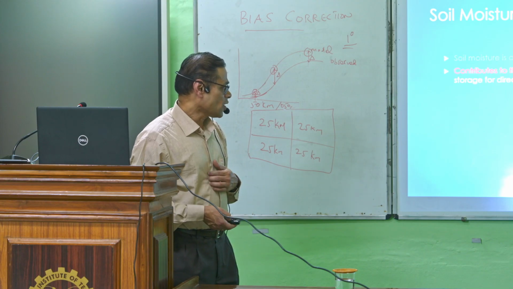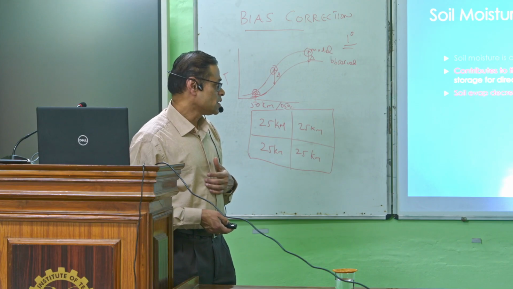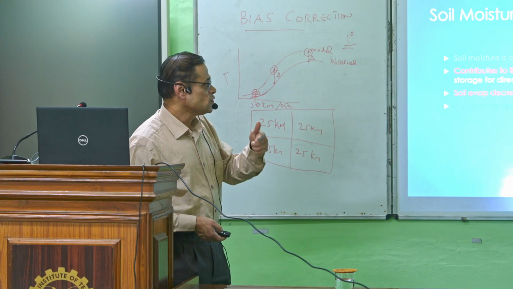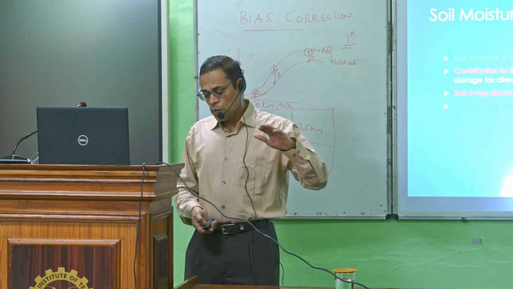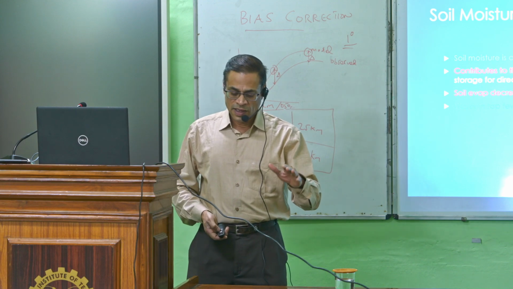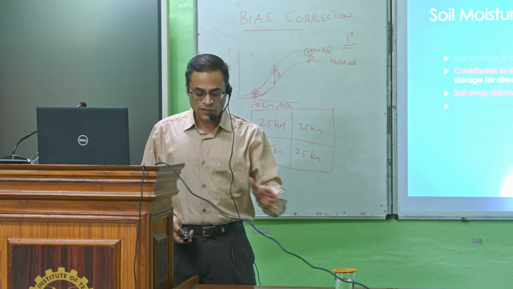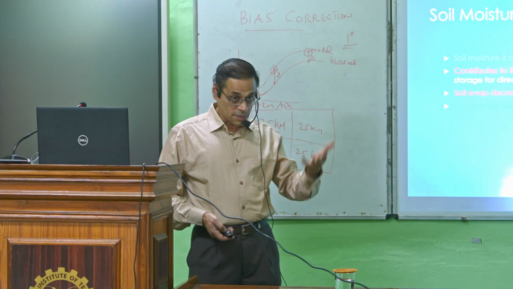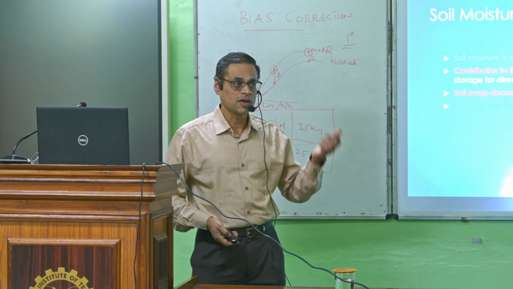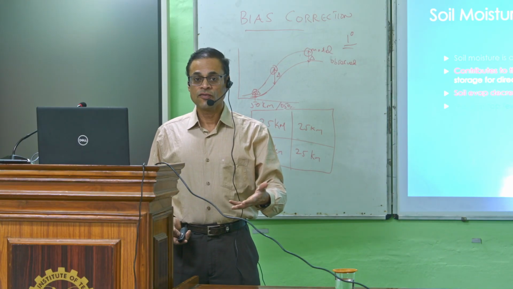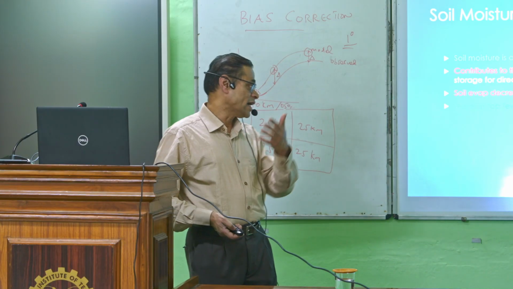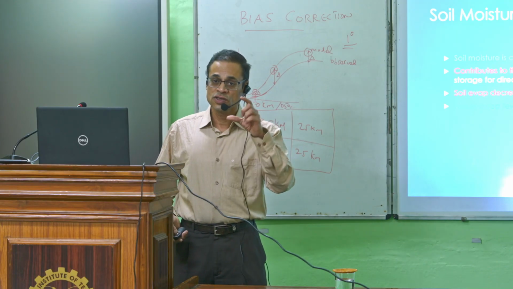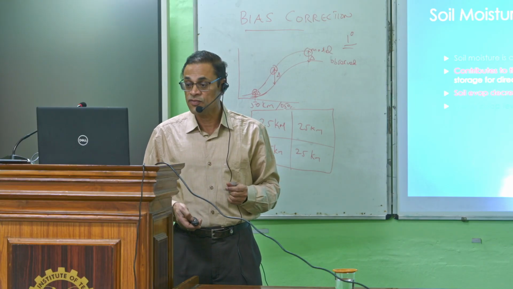Again, it's very critical for runoff, as it contributes to the partitioning of precipitation to ET by serving as storage. Soil evaporation decreases once a few millimeters of soil have dried. So in the beginning of any rainfall event, of course, you have surface soil moisture that's readily transported back to the atmosphere as water vapor. In places like India, that's very common. On a hot summer day, convective rainfall is created based on the evaporation that we have. But again, for runoff calculations, if you take that moisture out of the picture, then you are able to come up with the right quantity of runoff.